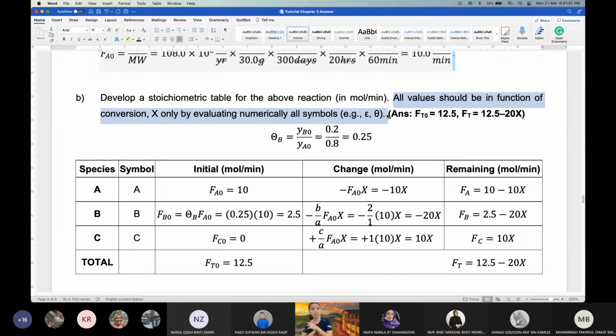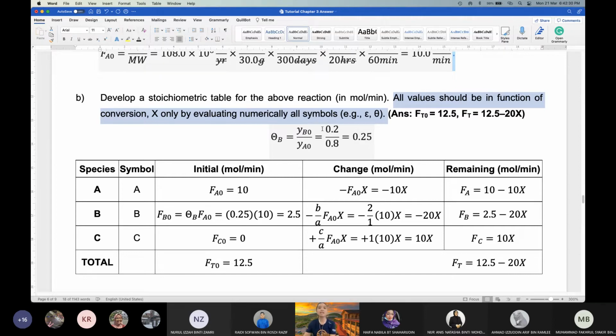The rest are still the same. Maybe one part that you may be confused about is finding theta B. But theta B is also the same, right? As long as in this question they give us the initial mole percent of B and the initial mole percent of A. So to find theta B, it is the initial mole fraction of B divided by the initial mole fraction of A. It was 80% A, 20% B. So theta B will be 0.2 divided by 0.8, you get 0.25.